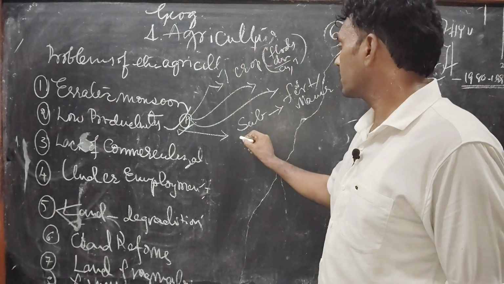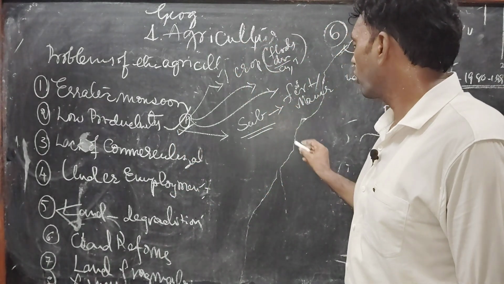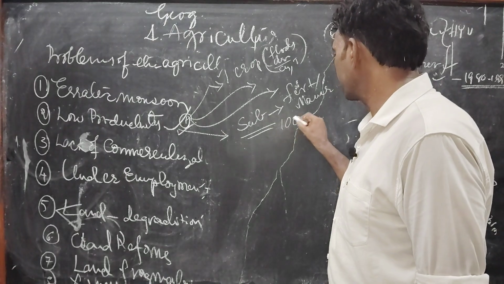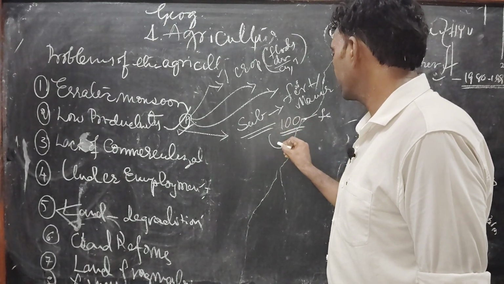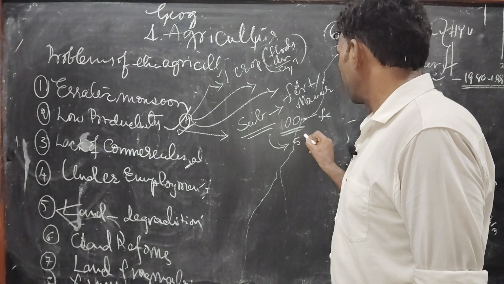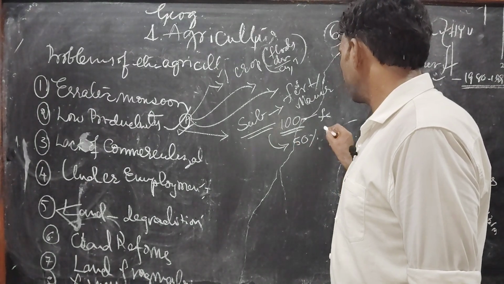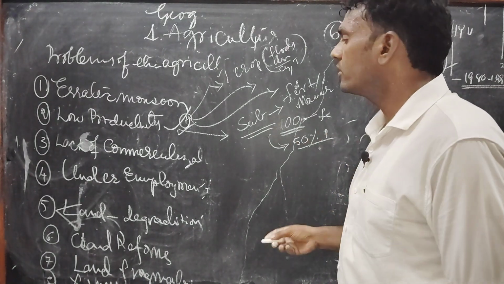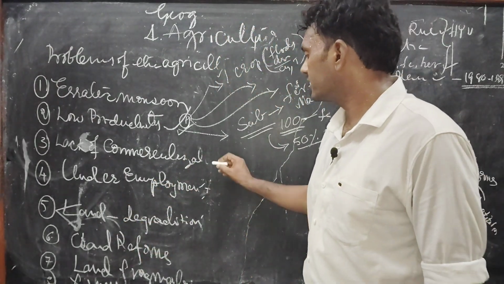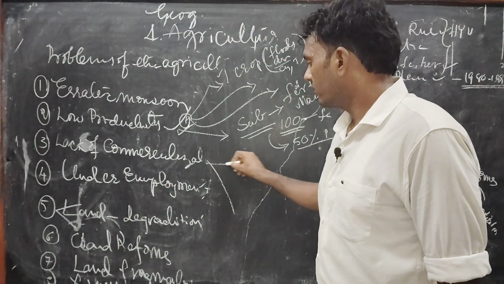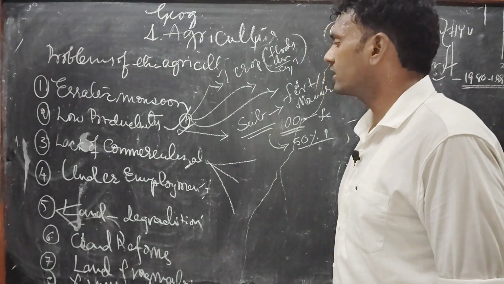So we are giving subsidy also. Subsidy means the actual cost of this fertilizer is 100 rupees, but the government is providing a 50% discount for the farmers. So it is very useful for the farmers. Coming to commercialization, we are not commercializing the crops.